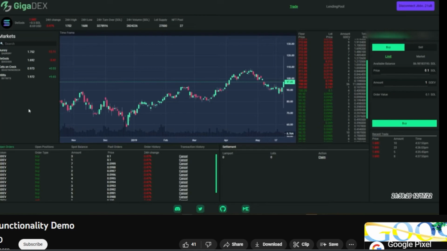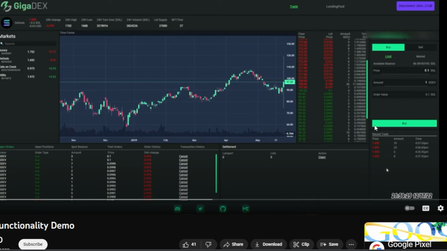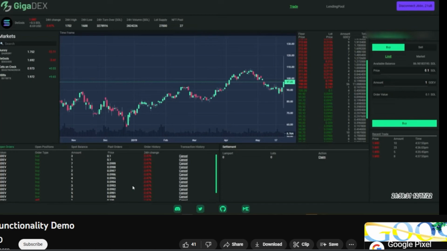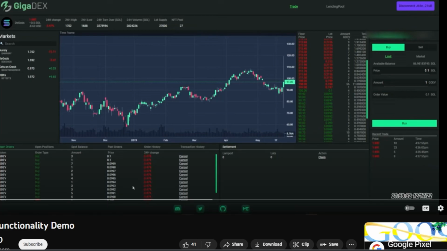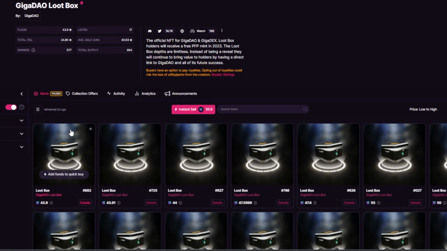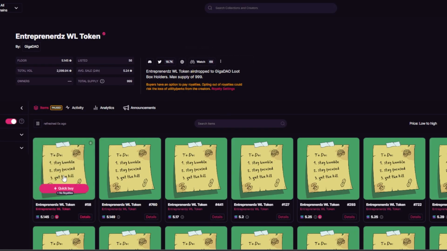On the left hand side, you can see the markets at the top, the market data. You've got the order book, trading view, place orders, recent trades, market order, settlement, limit order, and also the open. In their pitch deck and white paper, they really go in depth on the functionality. I encourage you, if you like this, go and read the white paper and the pitch deck. The first collection is sitting at 43.9 Solana. And then the whitelist token for the Nerds Mint is sitting at 5.145. So, I don't know, still validity to this project already. I'm excited for this one.